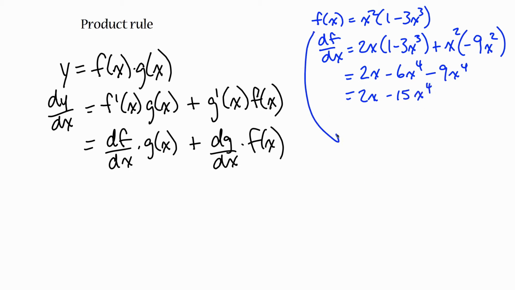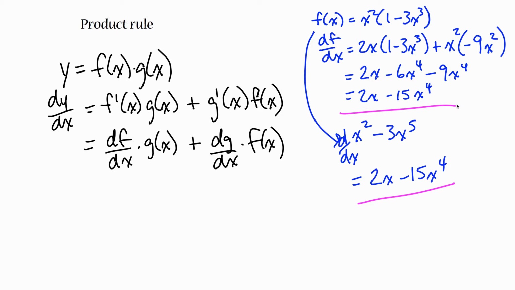And we can check that by going back up to my original function, and instead of using the product rule, I can just multiply this out and get, I could have written it as x squared minus 3x to the 5th, and the derivative of that is just 2x minus 15x to the 4th. It works! And a lot of the time, your product functions are not going to be as simple as this one, and it's much easier to just use the product rule instead of trying to multiply out all of the things in your function.